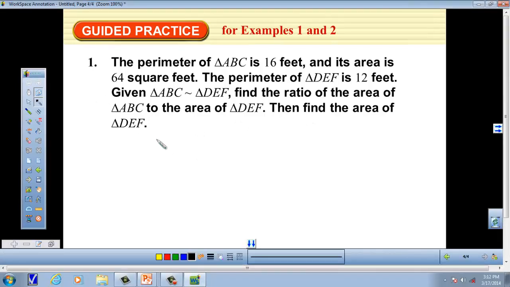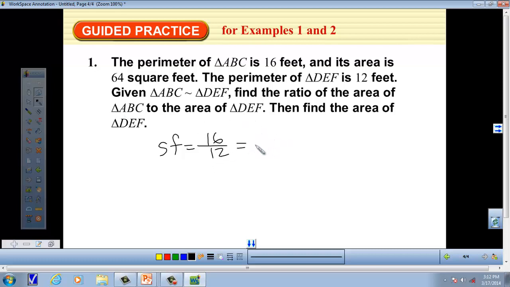So first of all, we know that the scale factor is the same as the ratio of the perimeters, and we're doing ABC to DEF, so in this case it would be 16 to 12. So that reduces to 4/3, and that's just the scale factor. The ratio of areas will be 4 squared over 3 squared, which is 16 over 9, and then we want to find the area of DEF.